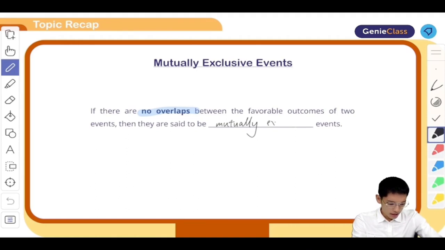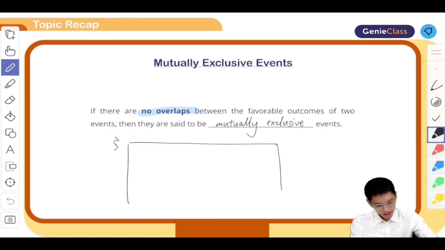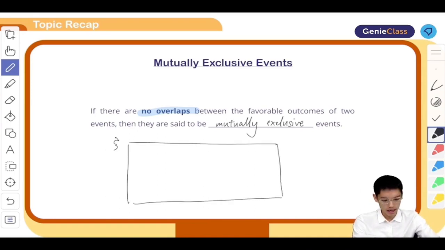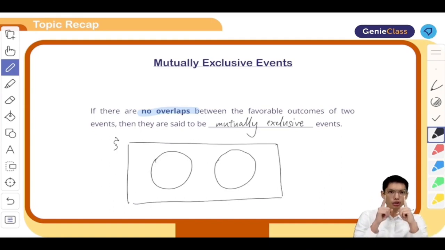No overlaps. In terms of sets, how do they look? So this is the notion over here. In terms of sets, suppose I have two sets that are mutually exclusive, that means there is no intersection. So A and B are mutually exclusive in such a manner.